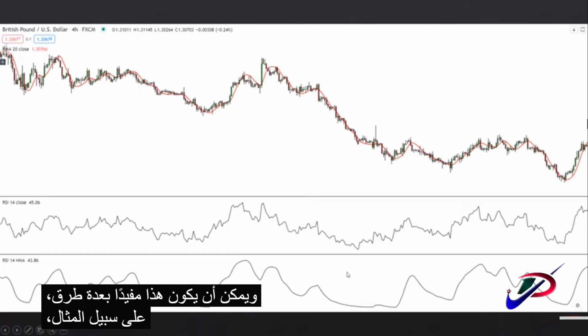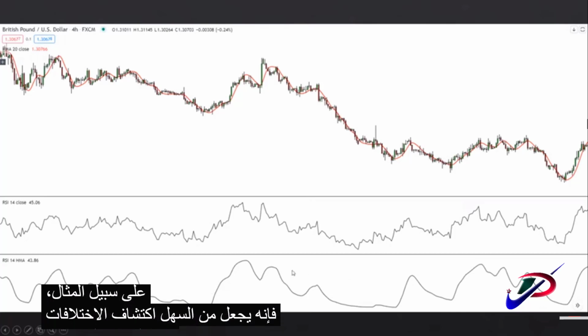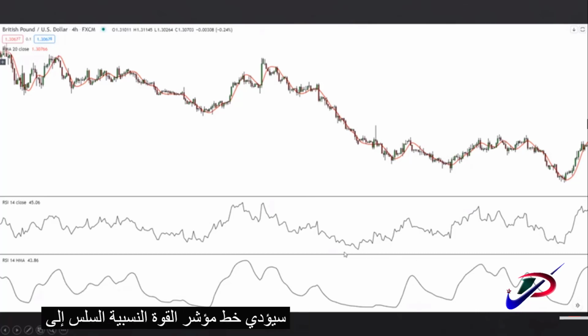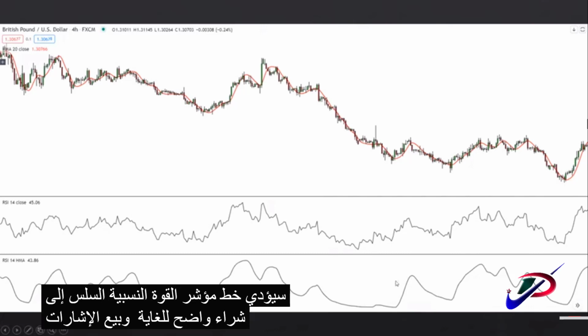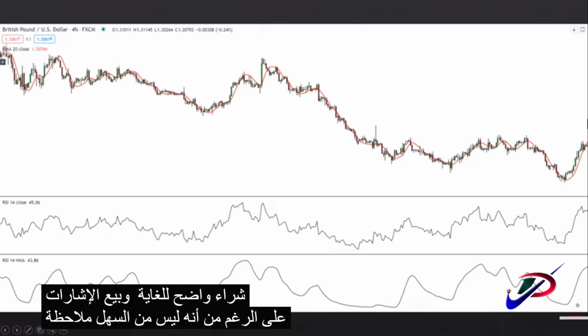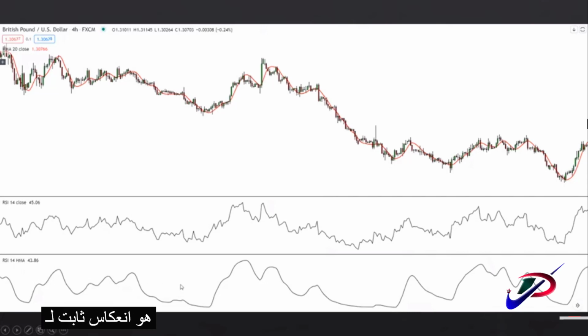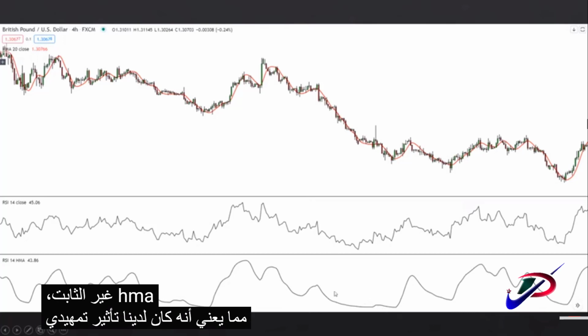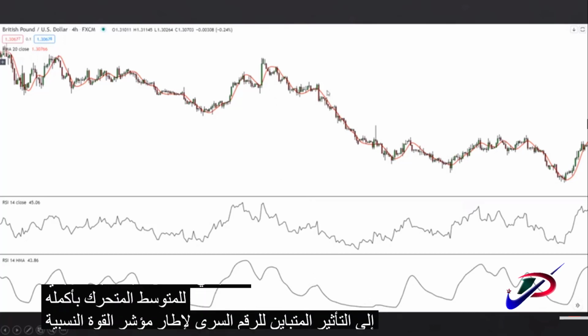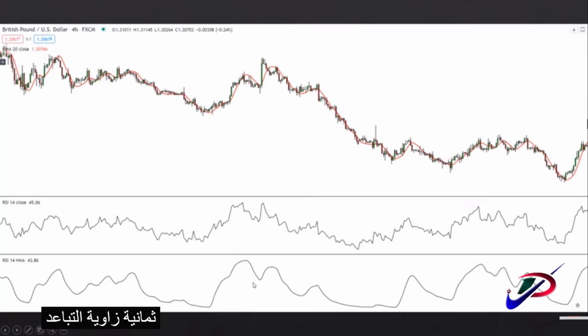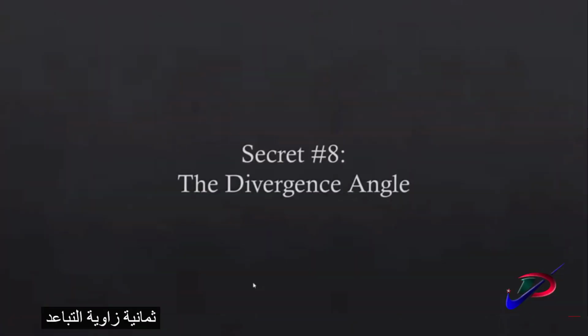For example, it makes it easier to spot divergences without the chaotic motion of the standard RSI line, and in certain situations, the smooth RSI line will yield very clear buy and sell signals, although it's not that simple. Notice that the RSI based on the Hull moving average is a stationary reflection of the non-stationary HMA. In that sense, we add the smoothing effect of the Hull moving average to the differentiated effect of the RSI framework.